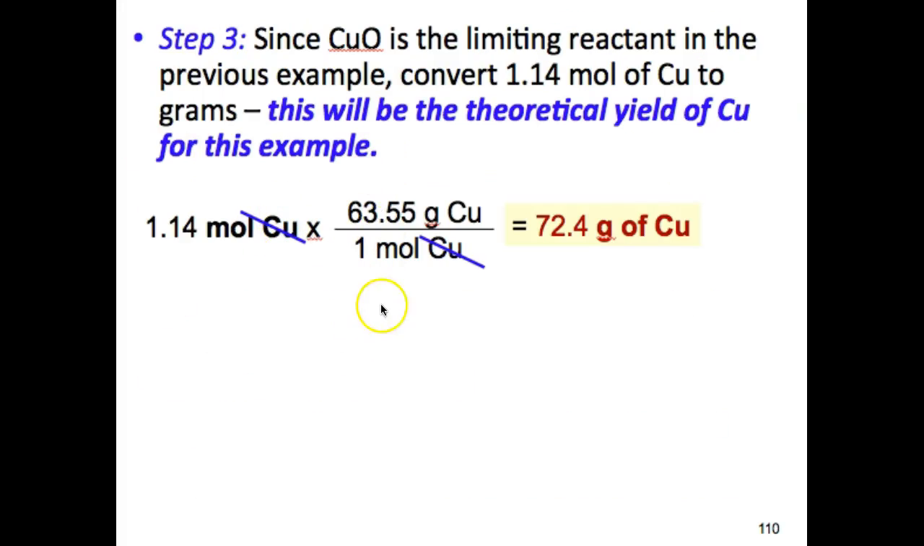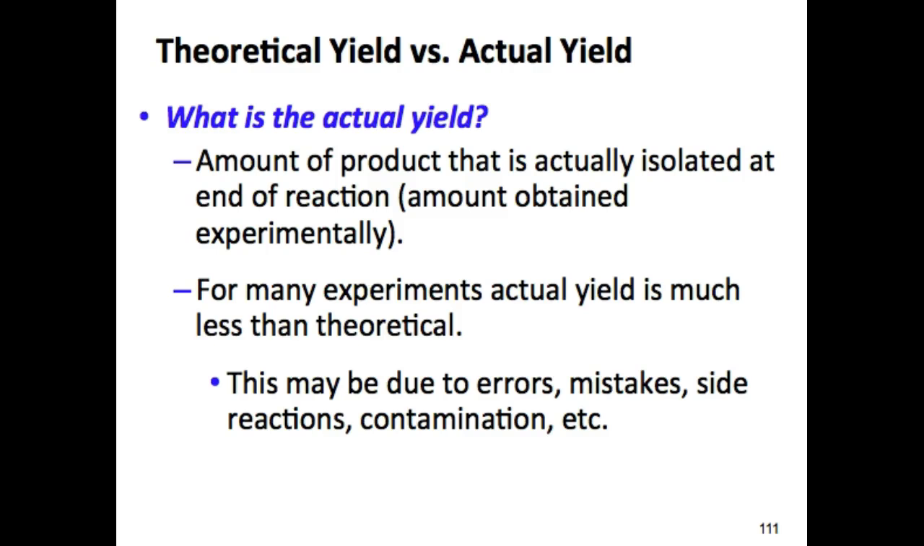So 1.14, do our mole to gram conversion, and we get 72.4 grams of copper. So that value in grams is our theoretical yield. It's how many grams you could potentially make based on the mathematics of the equation.